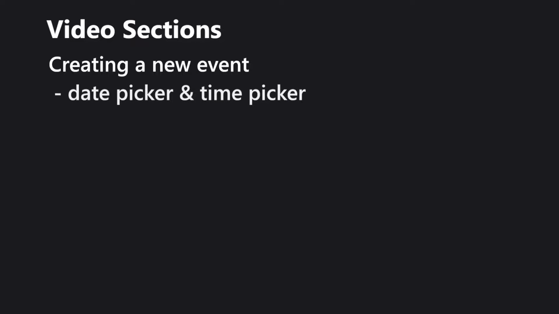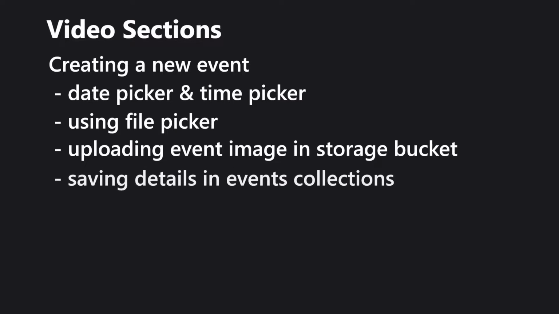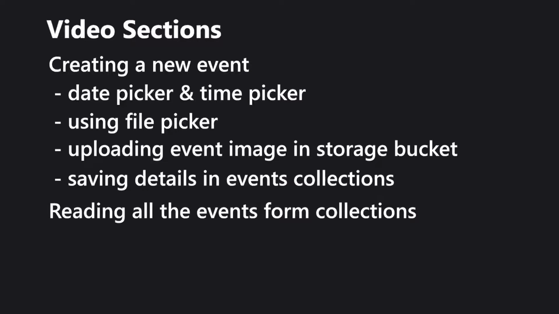In this video, we are mainly going to focus on creating a new event where we have created several text form fields, and we have also added date picker, time picker, and using file picker, we are also uploading the image inside our Appwrite cloud storage bucket, and we are also saving the event details inside Appwrite database collections. And we are also reading all the events that we have created and displaying them inside our home page. So let's begin.